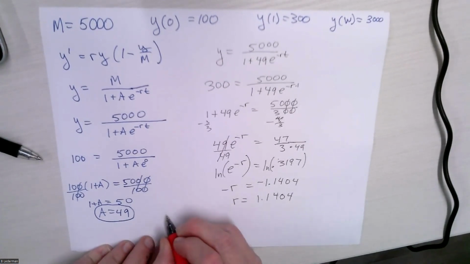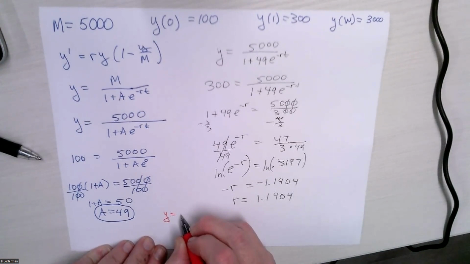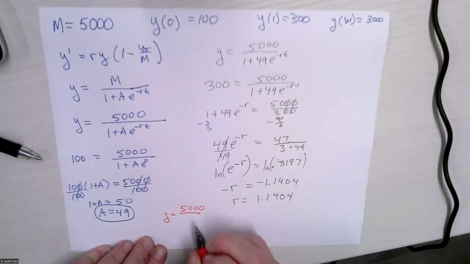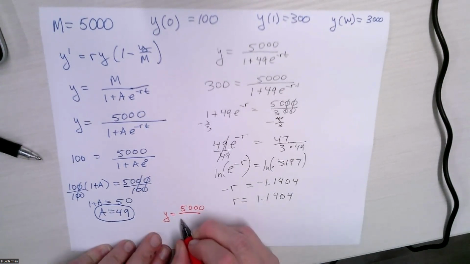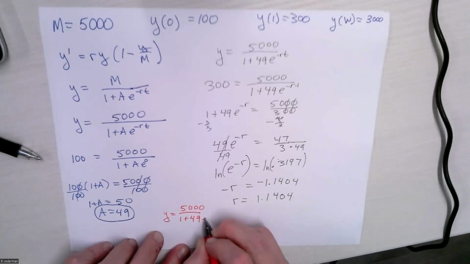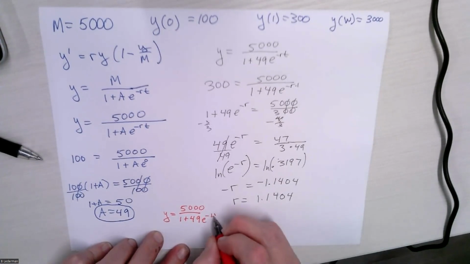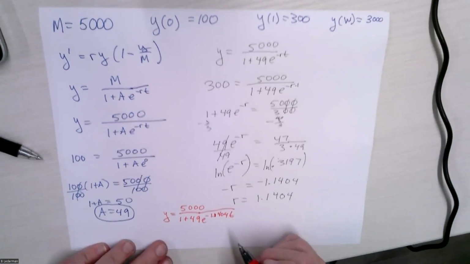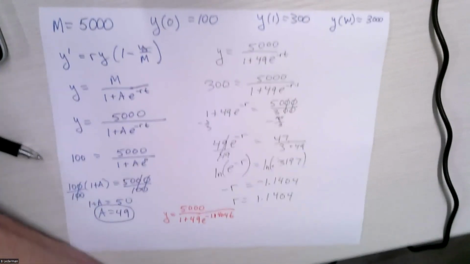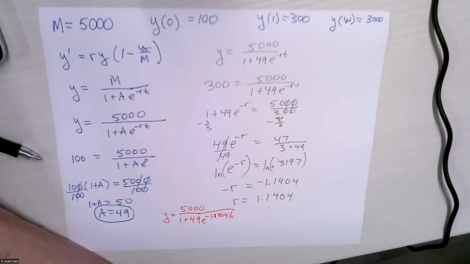Now, finally, that means our completed formula is y equals 5,000, and again, y is the population, of course, over 1 plus 49 times e to the negative 1.1404 t. That's a big giant fraction. And we want to know what is the value of t when this equals 1,000.